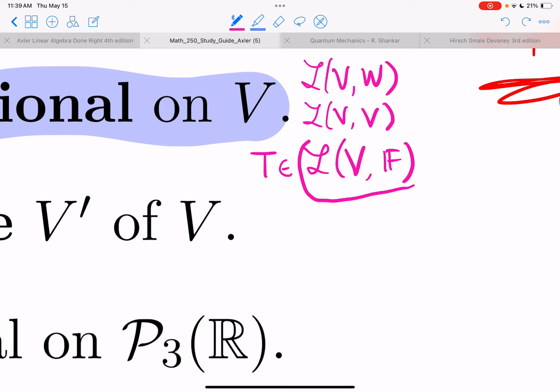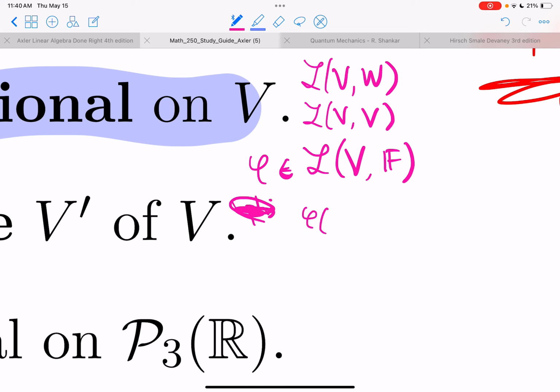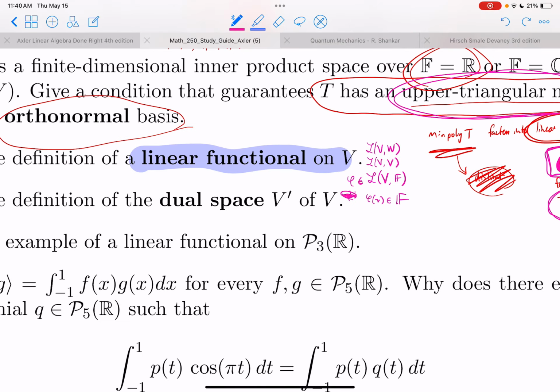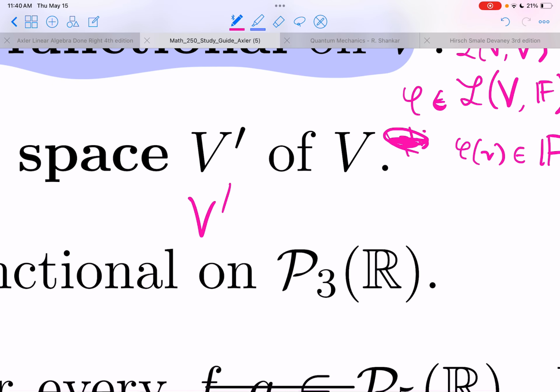And now, if we take the special case where W equals F, the field, a one-dimensional space, the scalars, that is called a linear functional, or the dual space. And I guess your book calls these things phi, like a Greek letter. So phi takes a vector in our vector space and spits out a scalar. So phi of v is a scalar in F. And the dual space, V dual or V prime, is just by definition that space, the space of all linear functionals. All the linear maps that take vectors in V and spit out scalars.